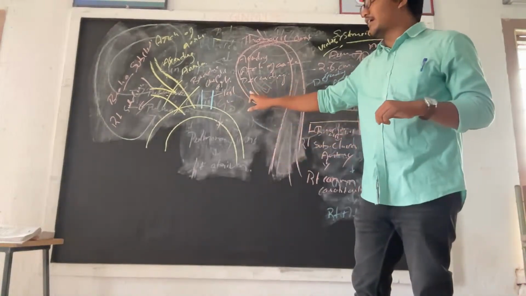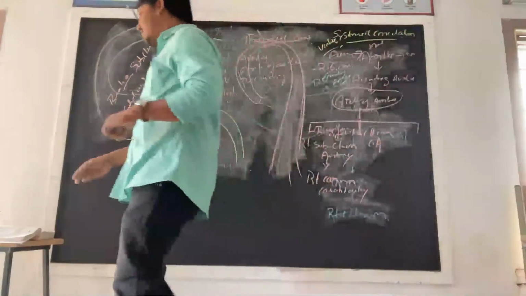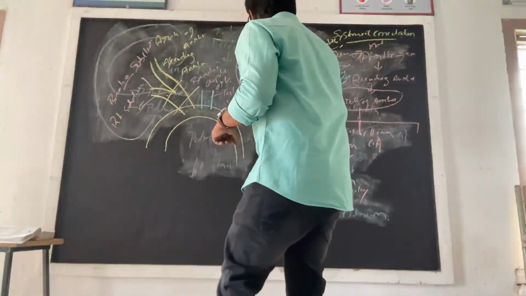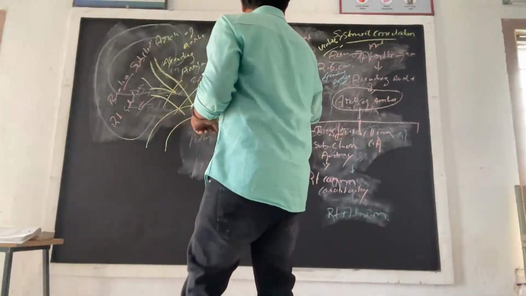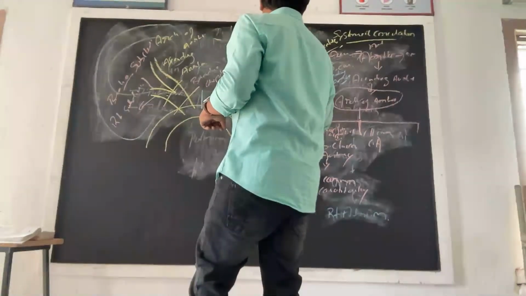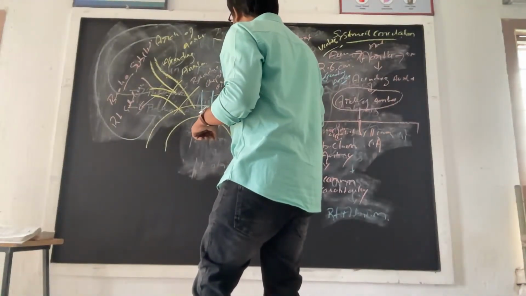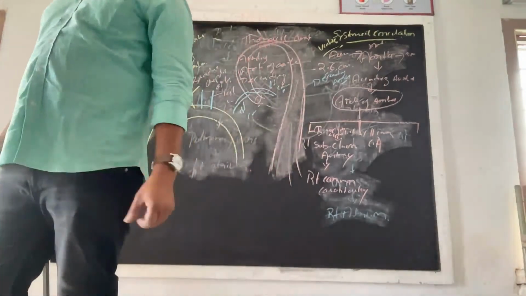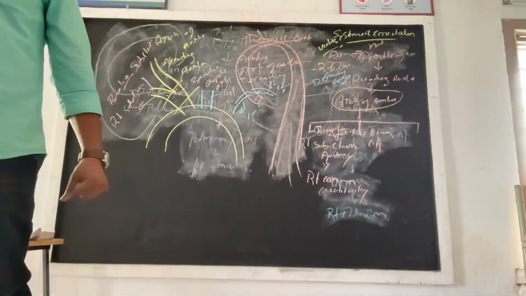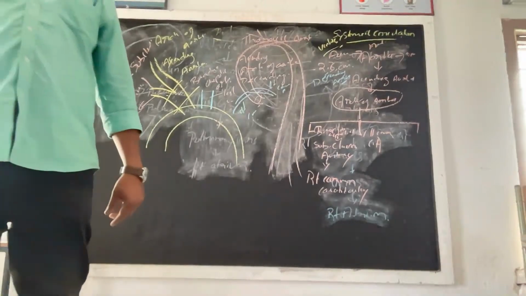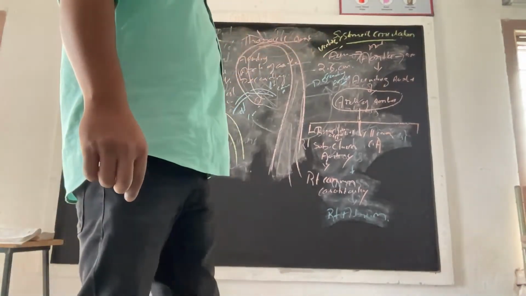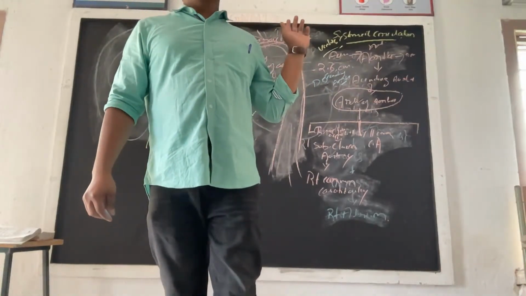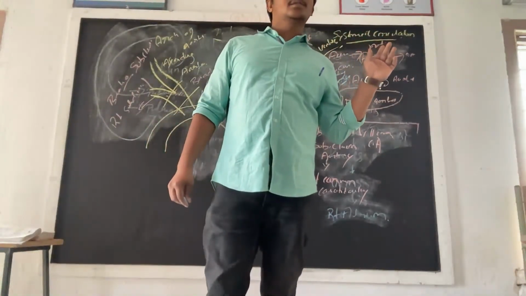Exactly. This is where the ascending aorta gives rise to two types of arteries. How many types of arteries? Two types: left coronary artery and right coronary artery. How many arteries are coming from the ascending aorta? Two: left coronary artery, right coronary artery. Clear? Did you understand?